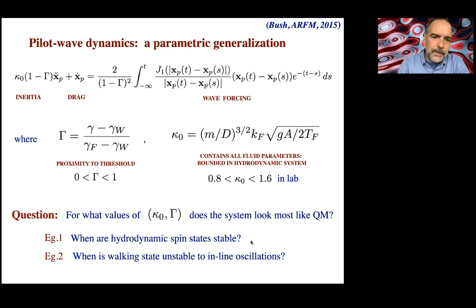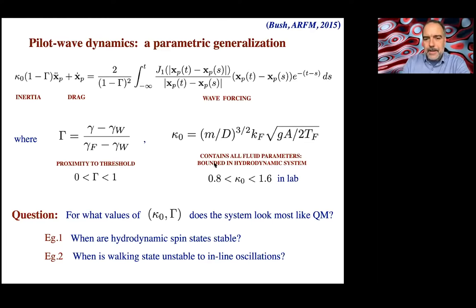Okay, so the simplest generalization is simply a parametric one. We basically take our trajectory equation and non-dimensionalize it, and we say, okay, there are three terms, so there are two dimensionless groups. This one prescribes the proximity to Faraday threshold, so basically how strong the waves are. And this kappa naught is basically the dimensionless inertia.